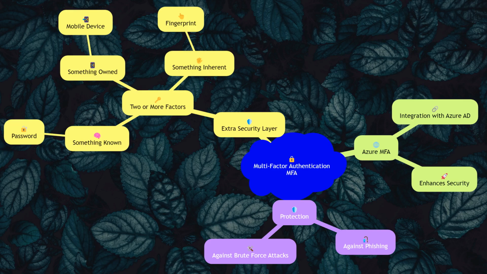MFA adds an extra layer of security by requiring users to provide 2 or more verification factors to gain access to a resource. This could include something they know, a password, something they have, a mobile device, or something they are, a fingerprint. Azure MFA can be easily integrated with Azure AD to enhance security. By implementing MFA, you can protect your applications from common threats such as phishing and brute force attacks.